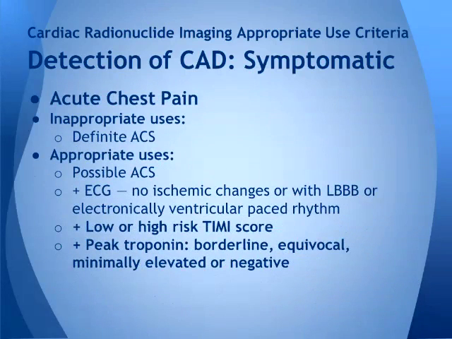Acute chest pain. Using MPI to evaluate patients with acute chest pain, it's inappropriate if they have an ongoing acute coronary syndrome, but it is appropriate with possible acute coronary syndrome, EKG with no ischemic changes, low or high risk TIMI score, and peak troponin that can be borderline equivocal, minimally elevated, or negative.